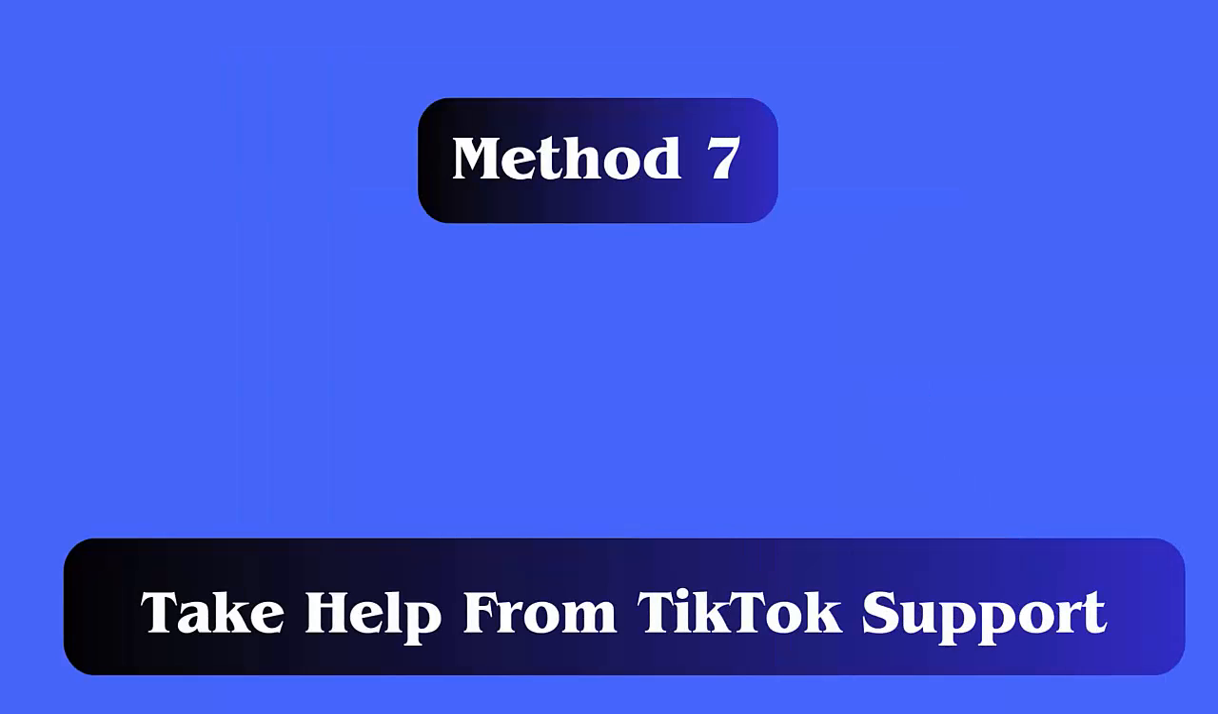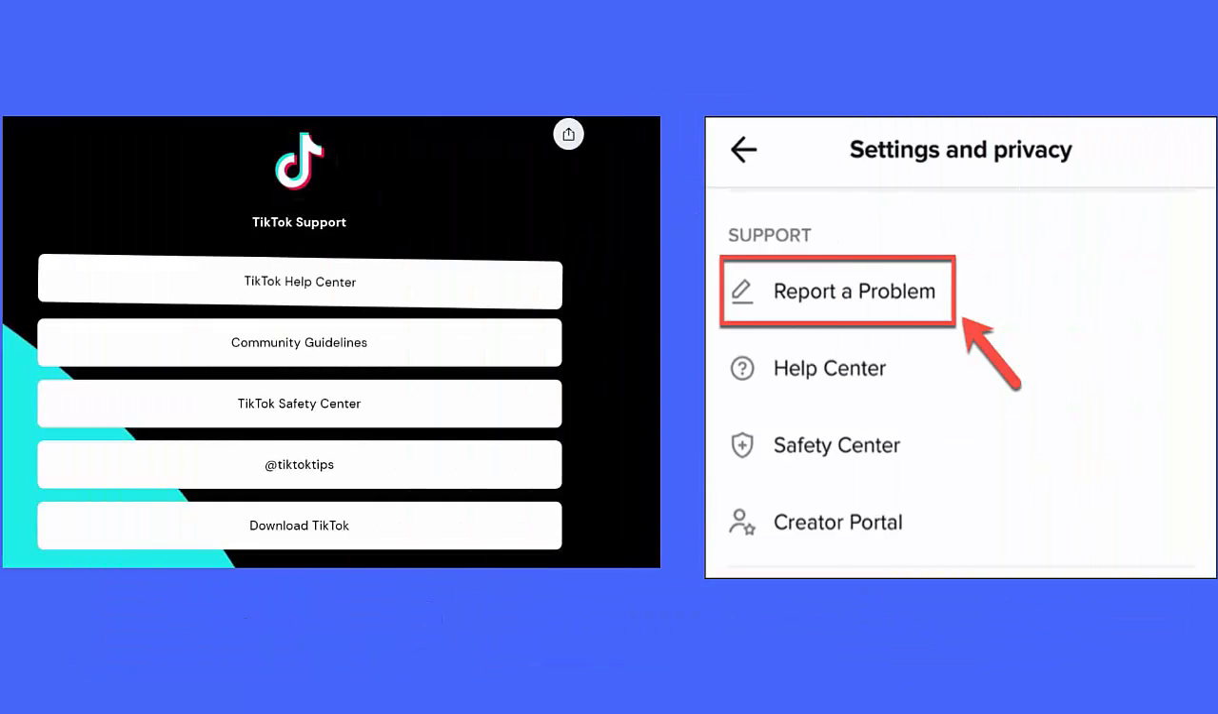Method 7. Take help from TikTok support. Here's what to do. First, launch the TikTok app on your phone. Now, click on the profile icon. Here, click on the 3 dots and choose Report a Problem. Finally, click on the Send Report option.